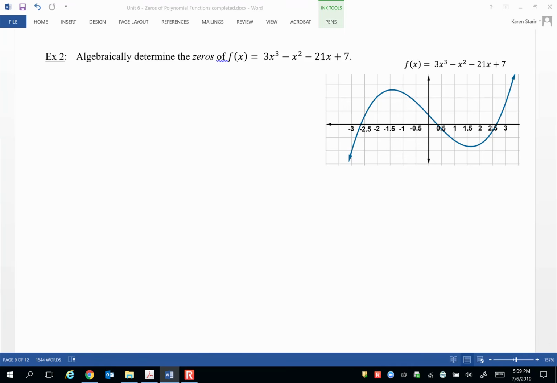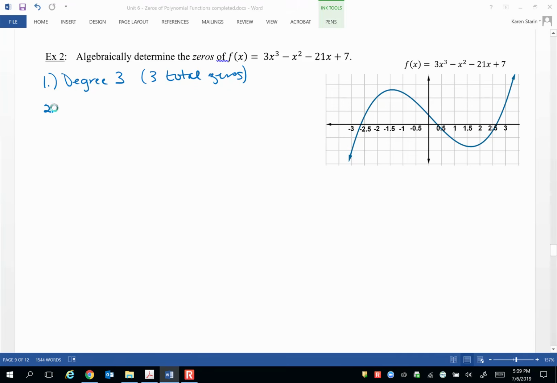So let's start with talking about the degree. The degree is 3, so we know we have 3 total zeros. In other words, we know we have 3 complex zeros, and it looks like all 3 are real.